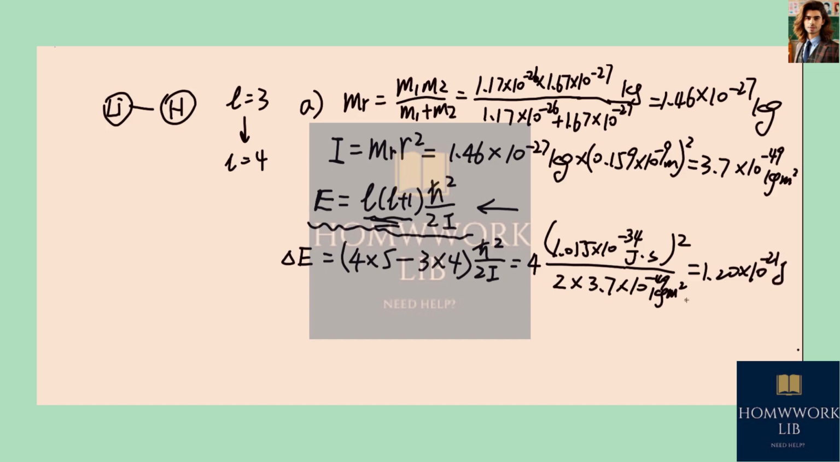Or if we want to use electronvolts, which is a more convenient unit in this case, it is 7.5 times 10 to the negative 3 electronvolts. So that is for part A. For part B, we want to find the wavelength of the photon emitted in this case. So we already know the amount of energy changed is 7.5 times 10 to the negative 3 electronvolts. And for a photon, the amount of energy carried by a photon is related to its wavelength by energy equals hc over lambda, where lambda is the wavelength.